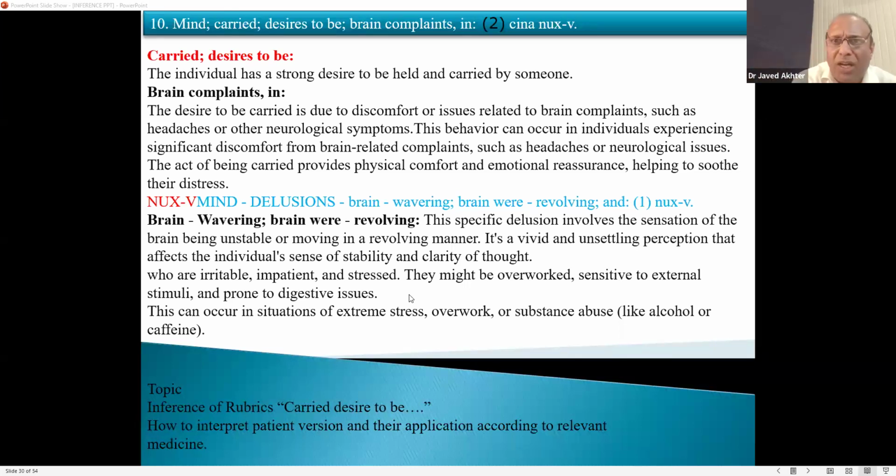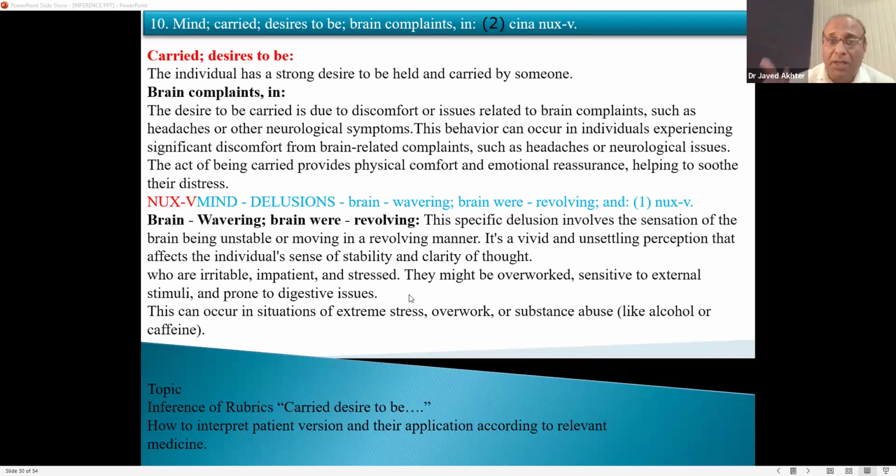Here I mentioned Nux Vomica. Why Nux Vomica? Why does this person have a brain complaint? What is the brain complaint? Brain wavering, brain revolving. This is a rubric: Delusion, brain wavering, brain revolving. And what is the meaning of this? The specific delusion involves a sensation of the brain being unstable or moving in a revolving manner. It's a vivid and unsettling perception that affects the individual's sense of stability and clarity of thoughts.